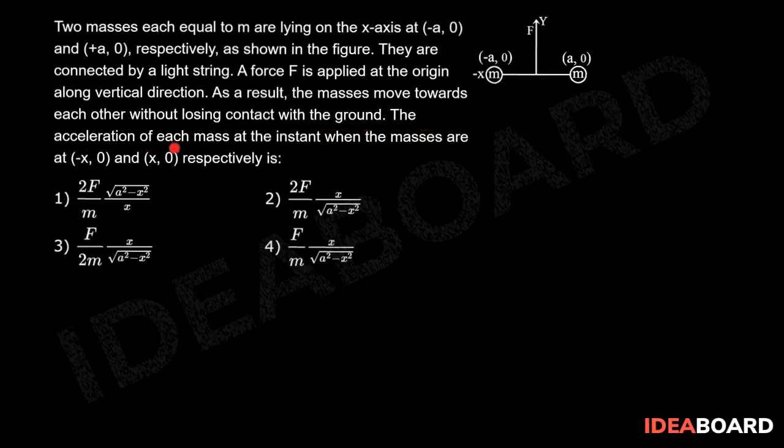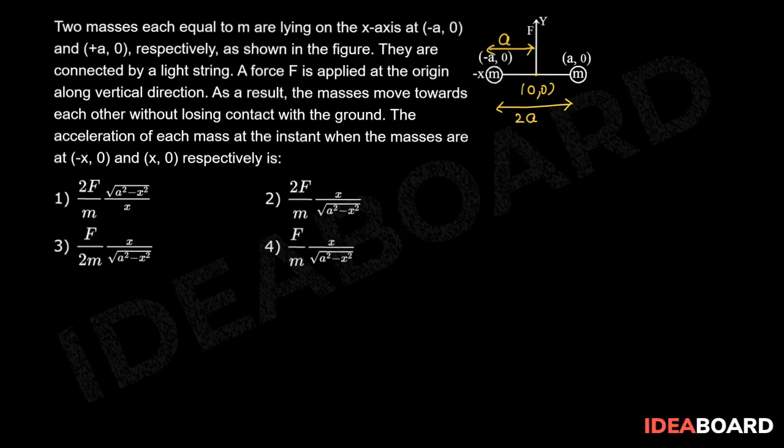The acceleration of each mass at the instant when the masses are at minus x comma 0 and x comma 0 respectively is? According to the problem, the force is applied at the origin, so the length of the string is 2a. Then this length will be a on each side. He is asking to find out the acceleration of small m when their positions are at minus x comma 0 and x comma 0.